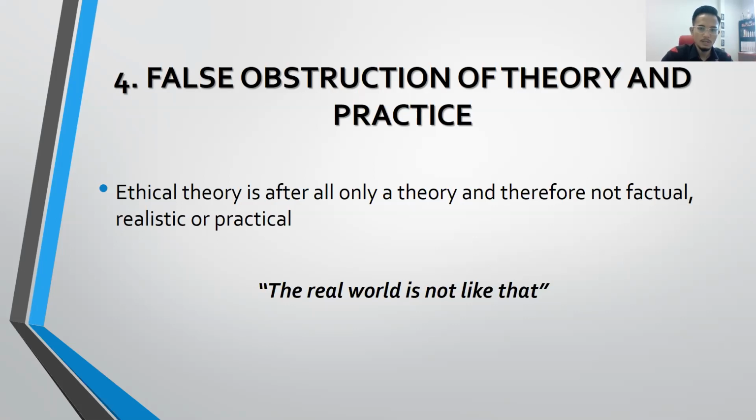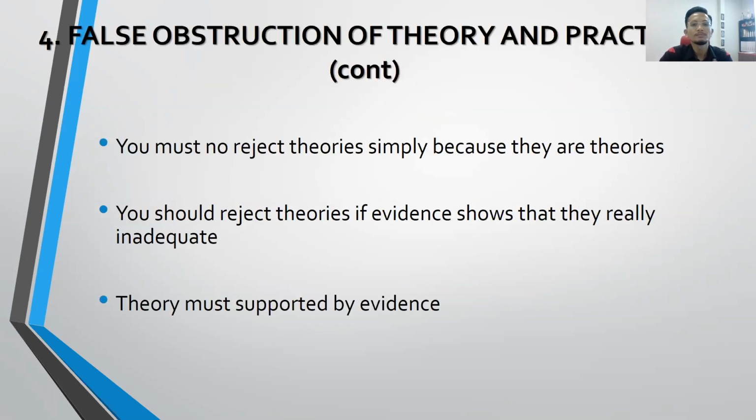So this will affect someone's decision making when someone has this kind of belief or action in their life. Ya, dia tak boleh nak percaya orang sesuka hati. Kalau you bercakap, so where is the fact? So where is the evidence? Is it realistic? So that is someone, yeah, that has a false obstruction of theory and practice. So that is number 4.